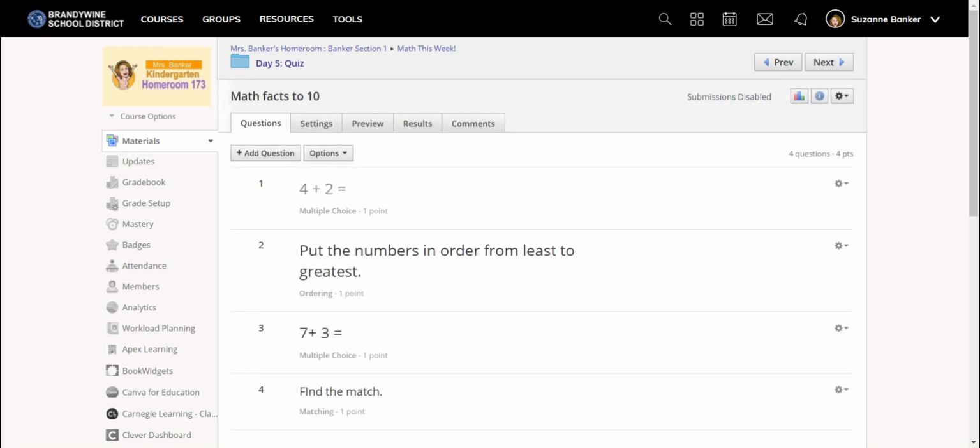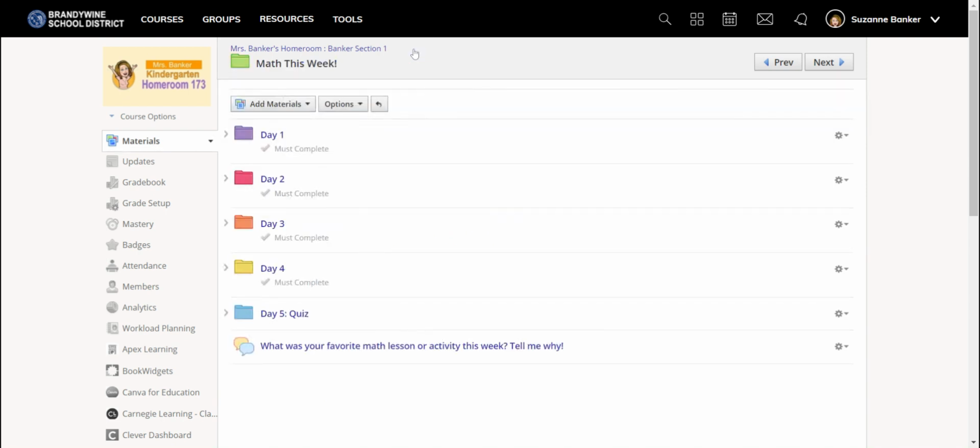There's also, it can be read to them or they can read it. So they have 2 options of how to access the test. And then for the discussion, what was your favorite math lesson or activity this week? Tell me why. So they can all work on that and add to that for our community building.